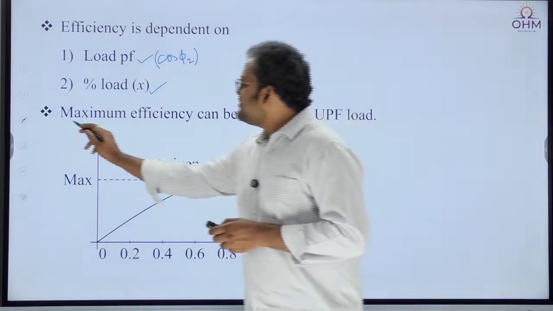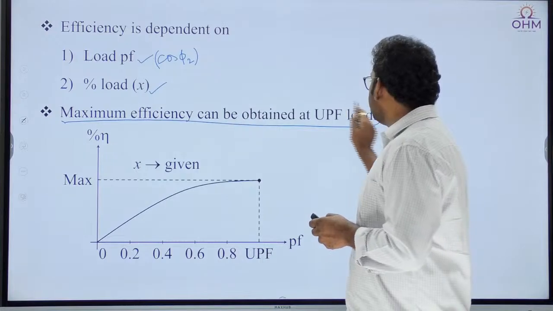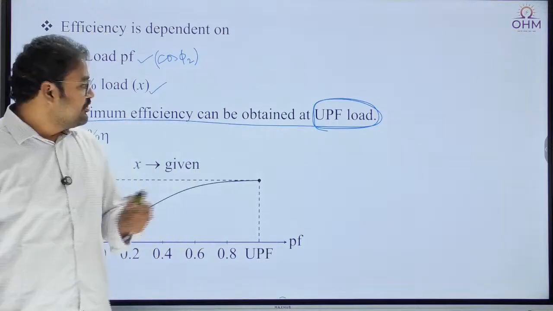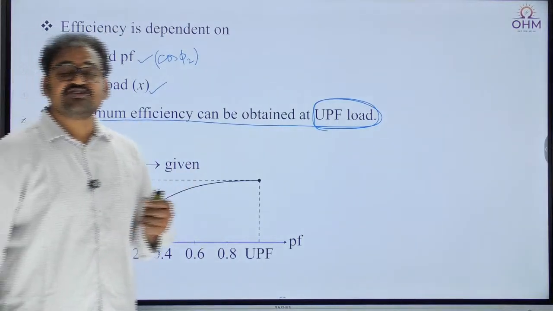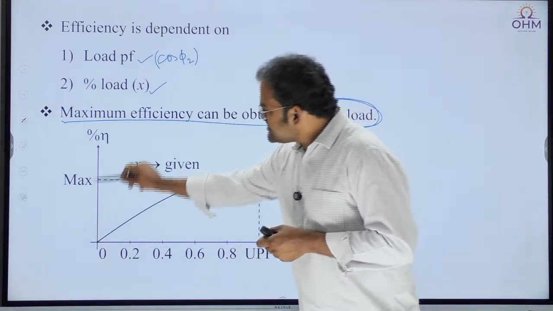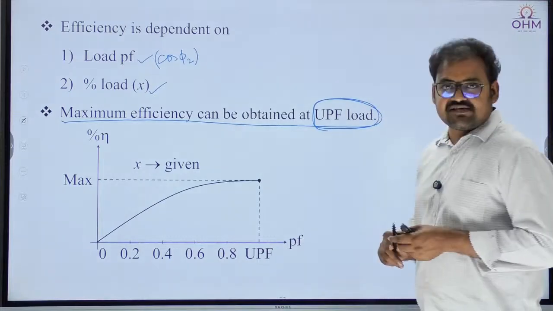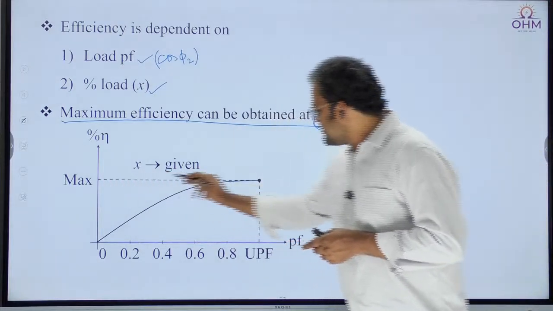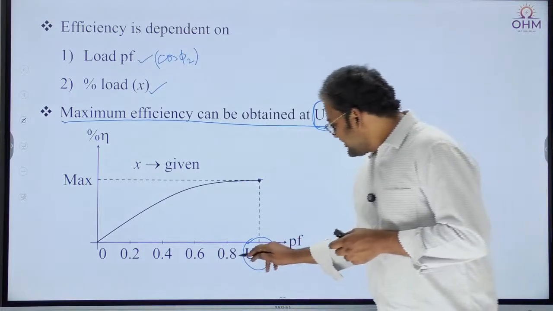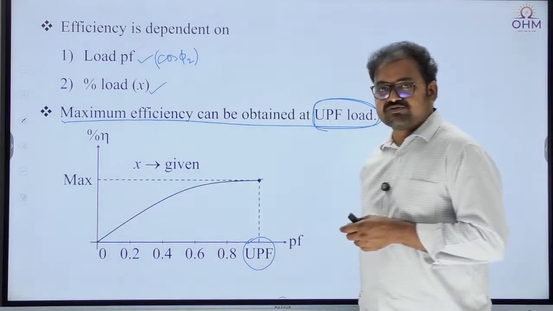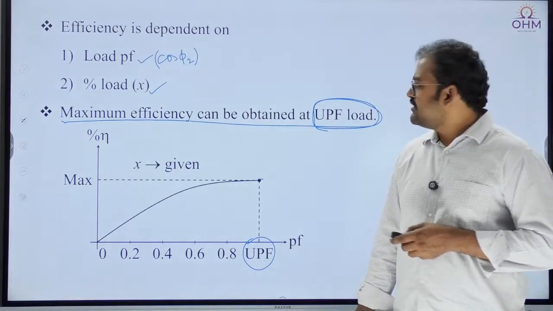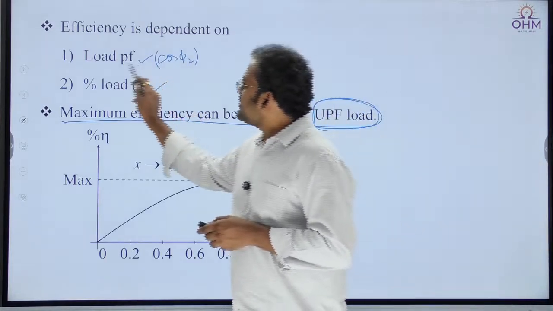Yes, maximum efficiency can be obtained at unity power factor load. Unity power factor means resistive load. If the load is unity power factor type, then efficiency will be maximum. You can see this curve. If I take efficiency on y-axis and power factor on x-axis, highest efficiency is possible at which power factor? Unity power factor. If a power factor reduces, efficiency will also reduce. If a power factor increases, efficiency will also increase. Okay. Similarly, this is with respect to load power factor.